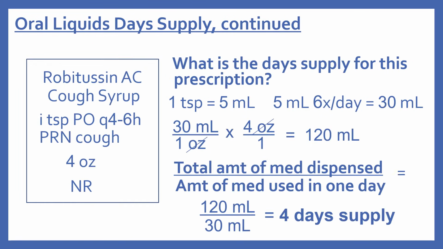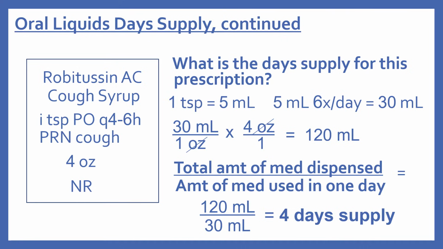Okay, we'll look at one more example now for the oral liquids day supply. So we have Robitussin AC cough syrup, 1 teaspoon PO Q4 to 6H PRN cough. That's 1 teaspoonful by mouth every 4 to 6 hours as needed for cough. Dispense 4 ounces with no refills. So what is the day's supply for this prescription? Okay, from our conversion equivalents, we know that 1 teaspoon equals 5 milliliters.